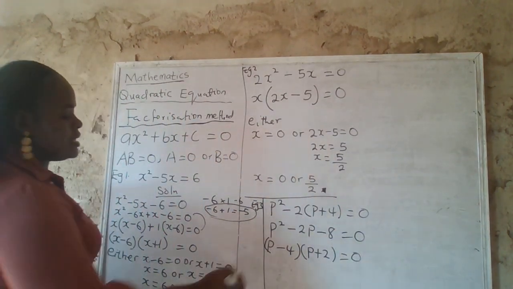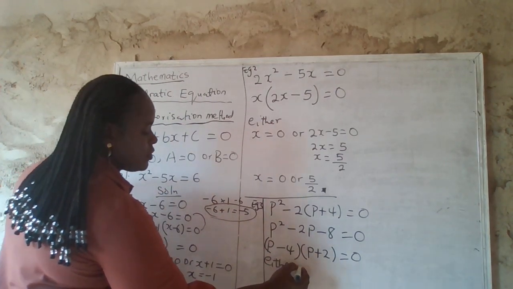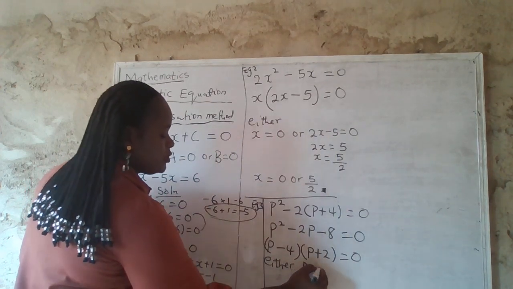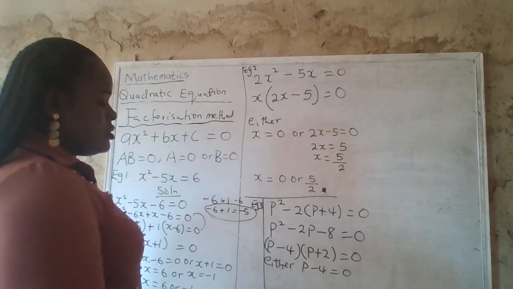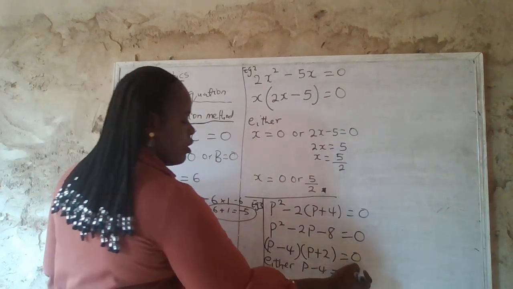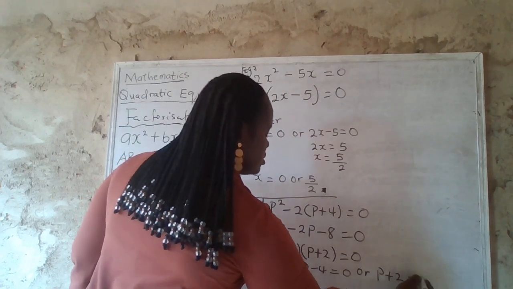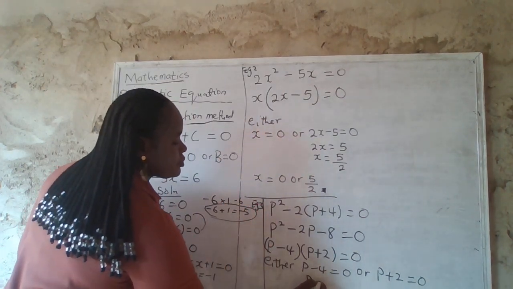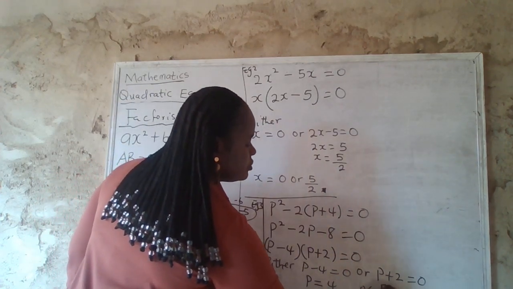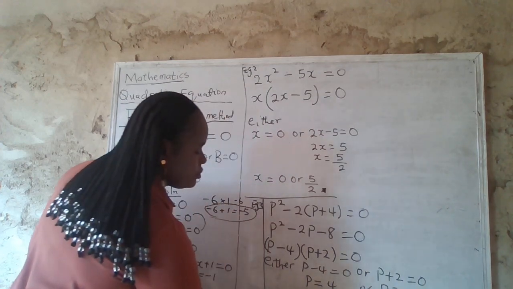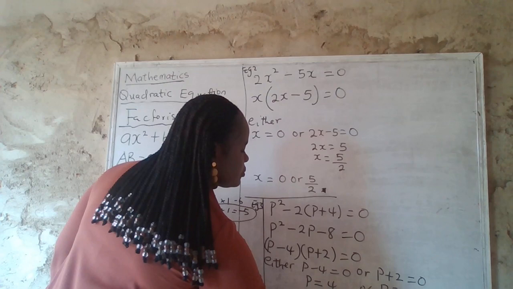Good. So that I can now say either p minus 4, applying the zero product rule, is equal to 0, or p plus 2 is equal to 0. So that our p becomes 4 or p becomes minus 2. Our p becomes 4 or minus 2.